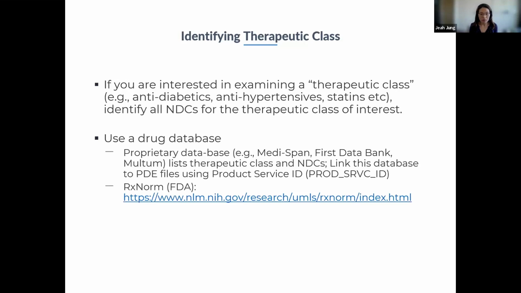And also RxNorm is a public resource. Probably I should take out this FDA. So RxNorm is a public resource where you can potentially identify all the NDCs that belong to a class.